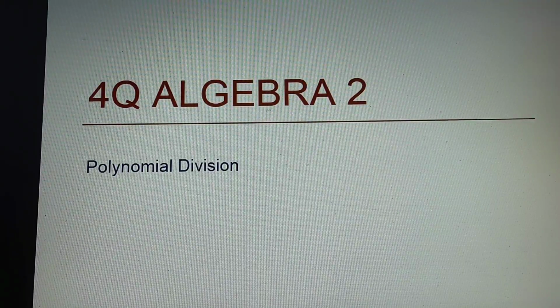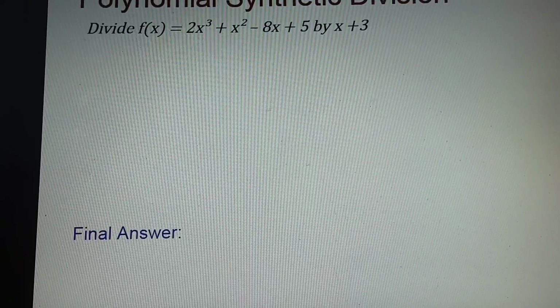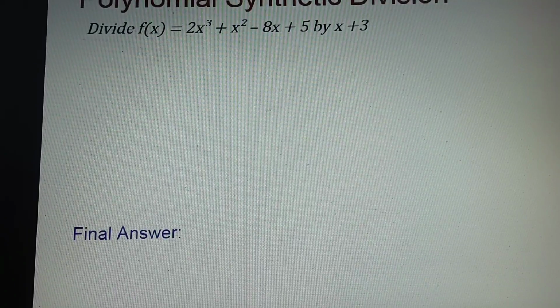Now, you're not going to learn the complete division, because there's long division like you would do with numbers, and that one's going to be harder for me to teach you online. So we're going to do something called synthetic division. It's like a shortcut, and it only works under certain circumstances.